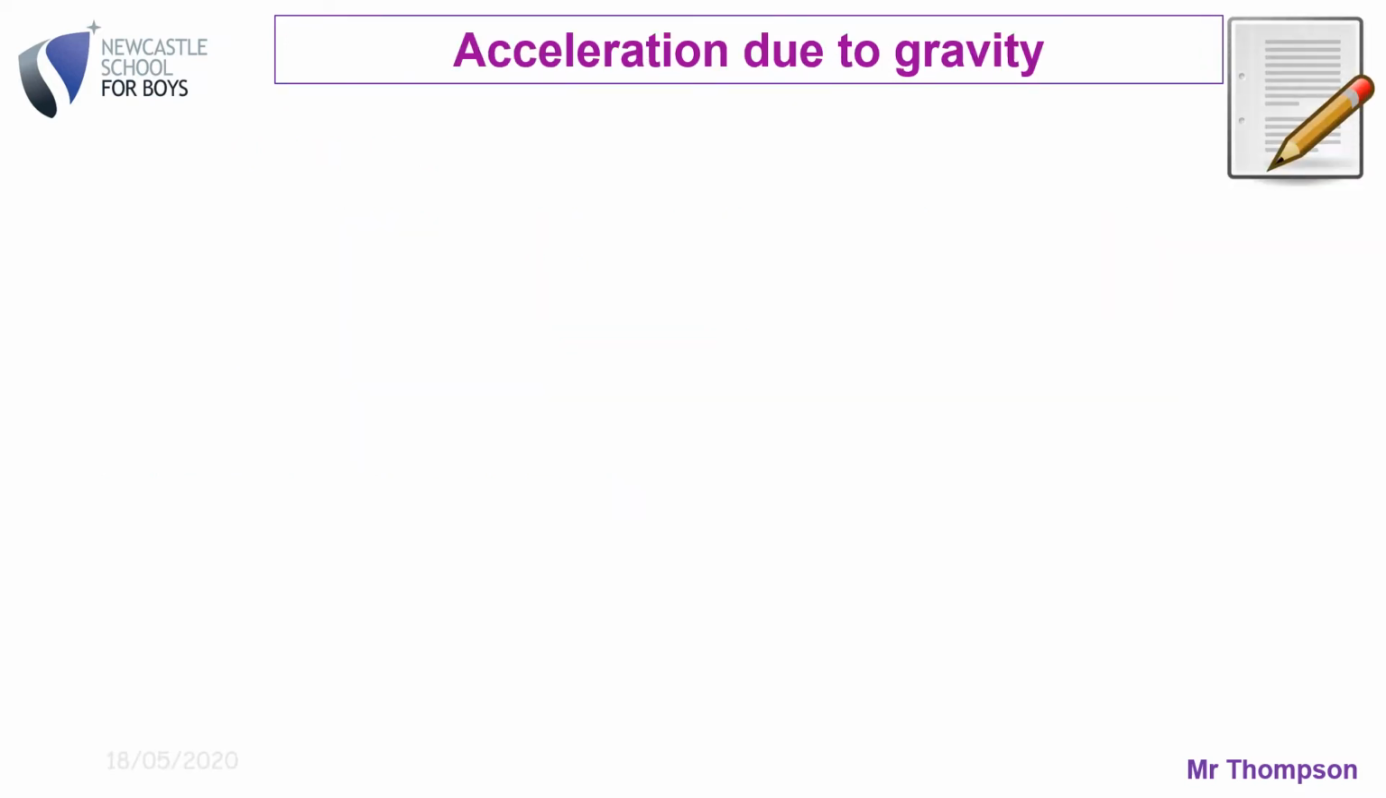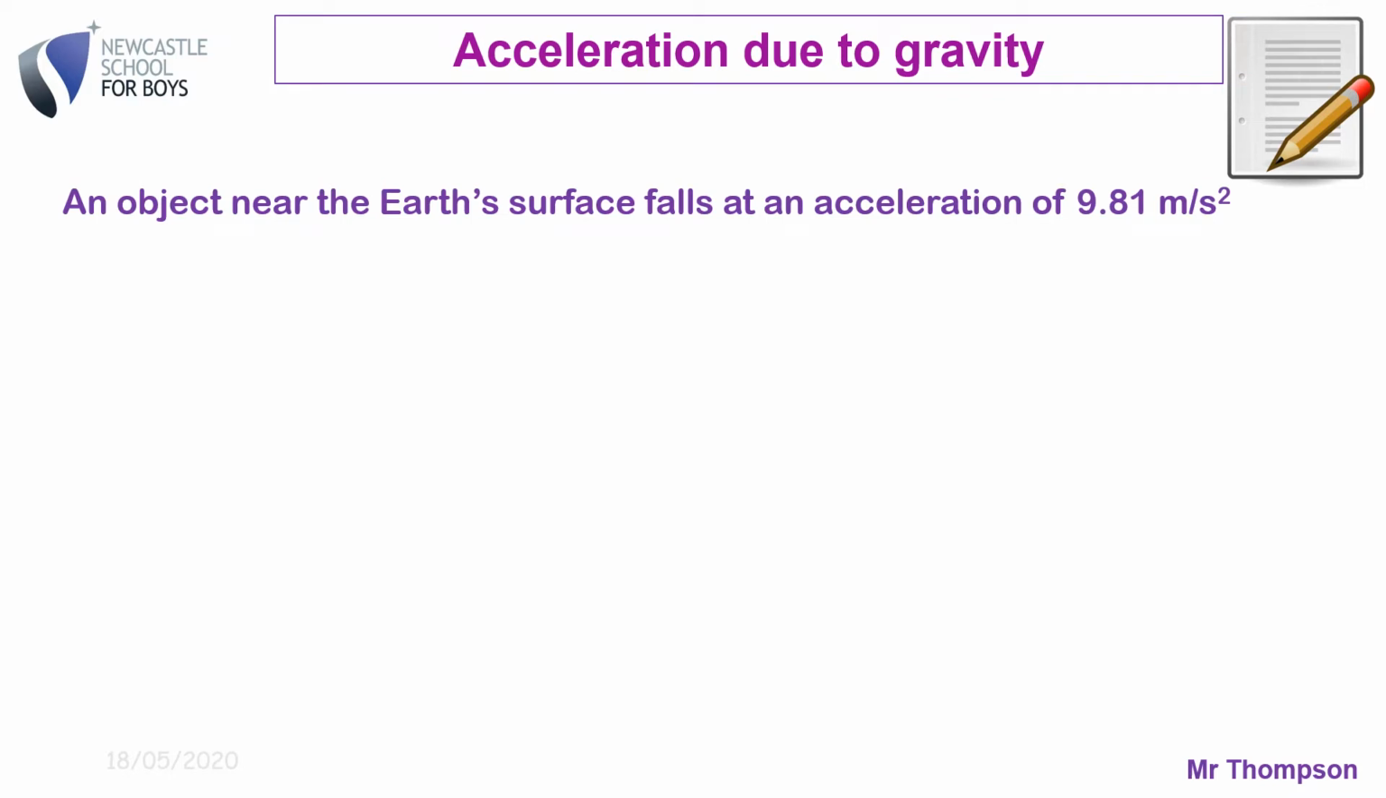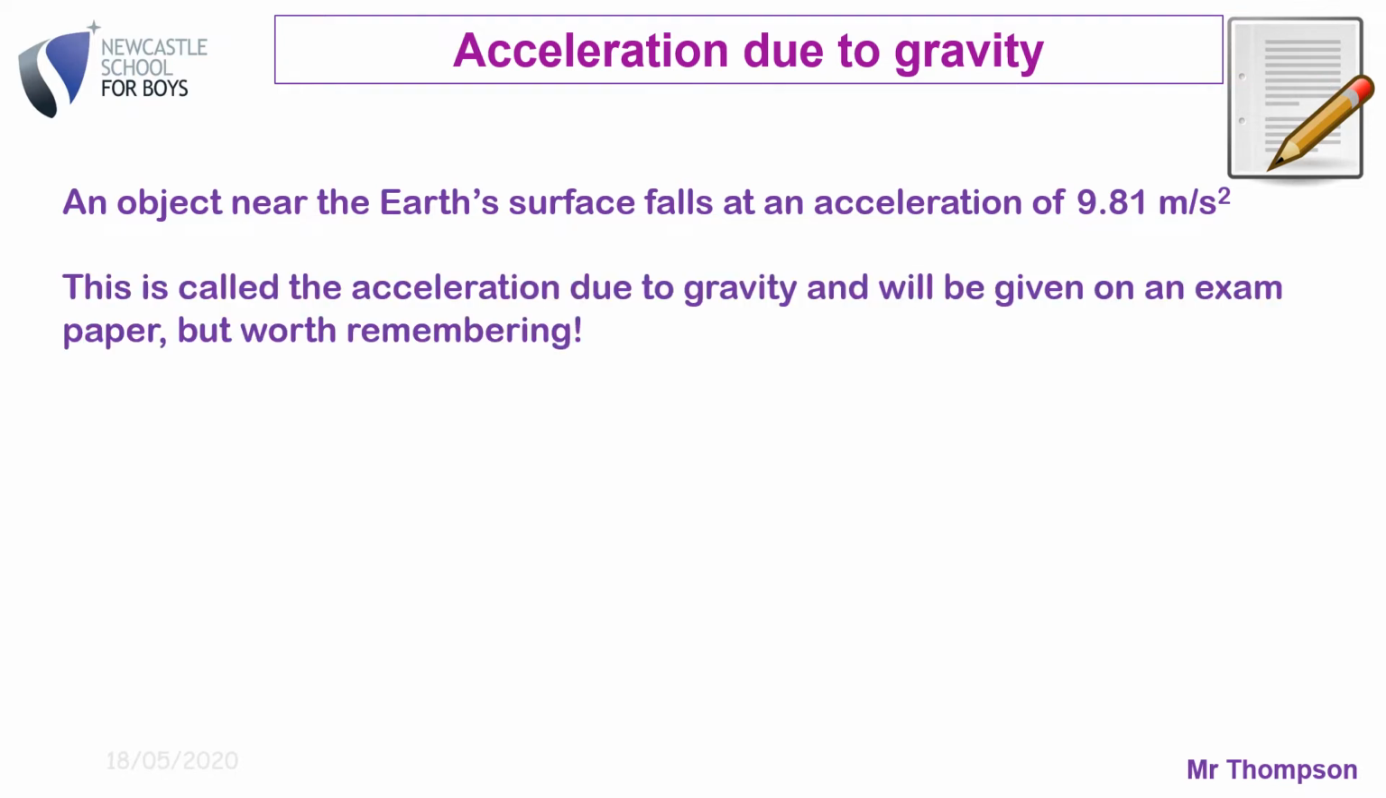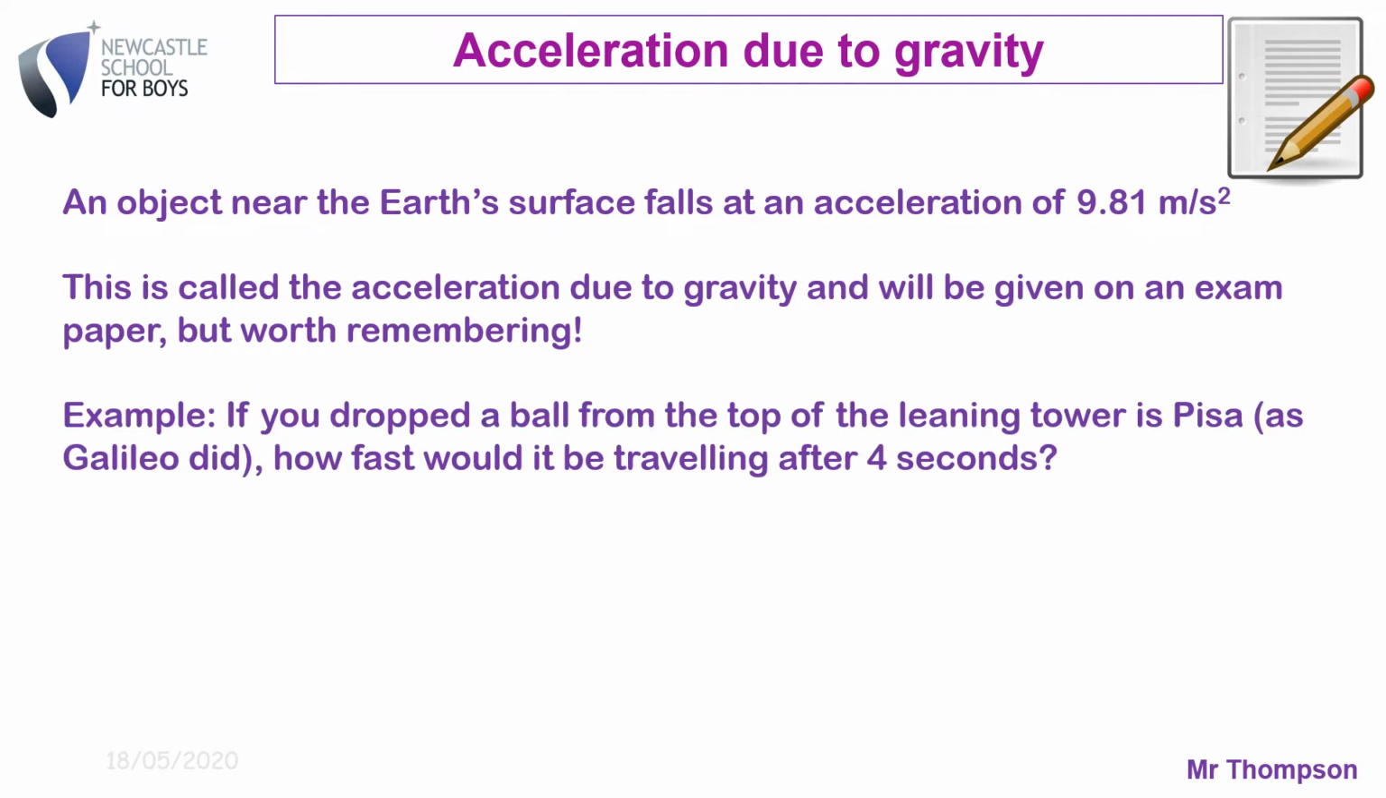The first one's quite straightforward, but you get these notes in your book. An object near the Earth's surface falls with an acceleration of actually 9.81. Sometimes we round off to 9.8, sometimes even round off to 10. It will tell you on the exam. So this is called the acceleration due to gravity. It will be given to you on the exam paper.